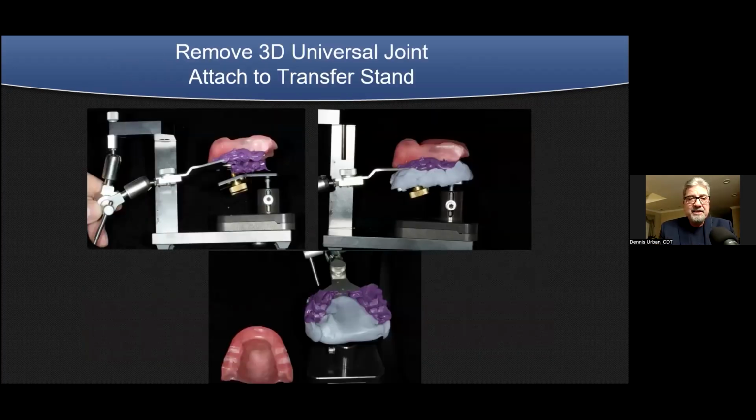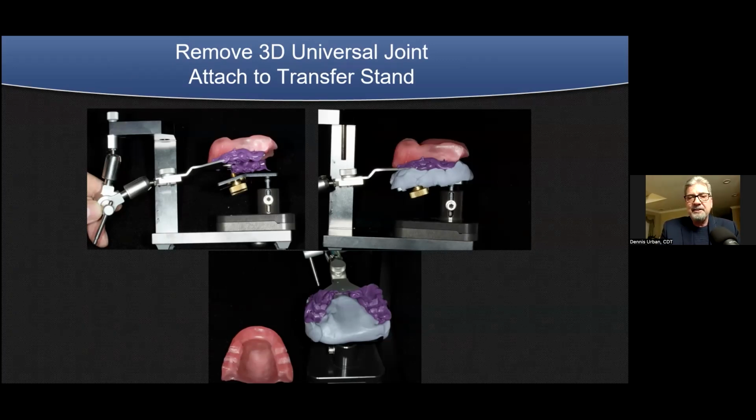So after we take the Facebow transfer, we take that 3D universal joint off and we attach it to the transfer stand, as you see here. It's a magnetic stand that's going to go on the articulator. You can attach it with putty or plaster or whatever you desire. I like to use putty; it's less messy.